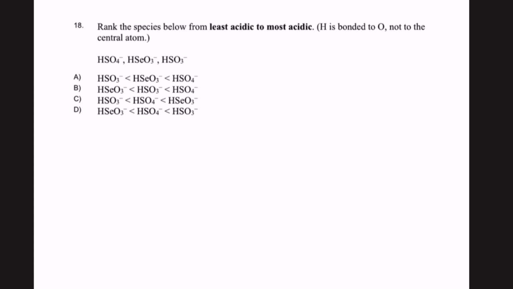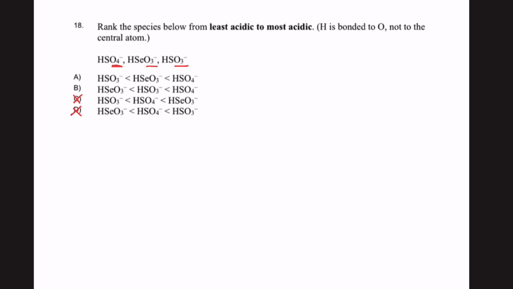So here I'm looking at all of our species, and I'm noticing that we have one with an extra oxygen. HSO4 has 4 oxygens and the others have 3. According to our rule book, we know that if there are more oxygen atoms, that one is going to be more acidic. So I know that HSO4 minus is going to be the most acidic, so we can get rid of options C and D right off the bat.